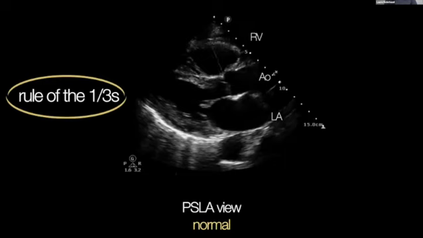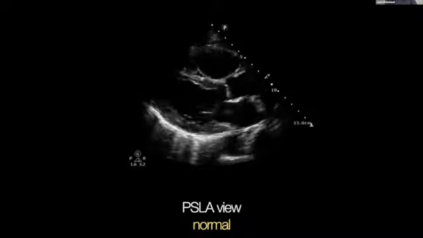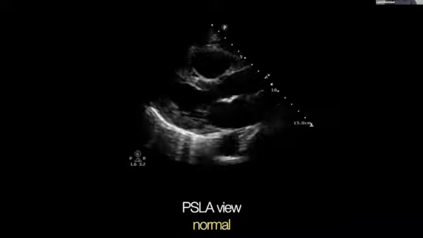So your right ventricle, right there, should always be the same size as your aortic root and should always be the same size as your left atrium. So they should always be about a third of your parasternal long axis view. So this is a normal view respecting the rule of thirds. This is a normal video, again, respecting the rule of thirds.